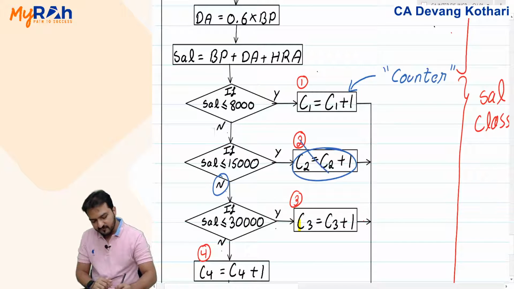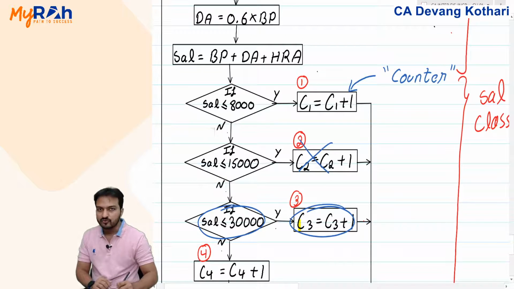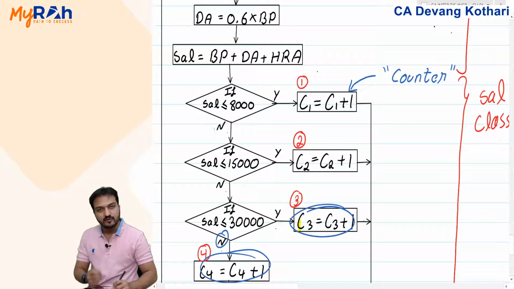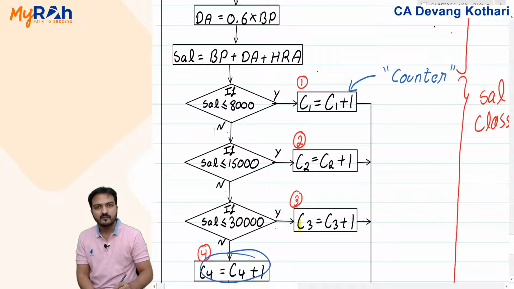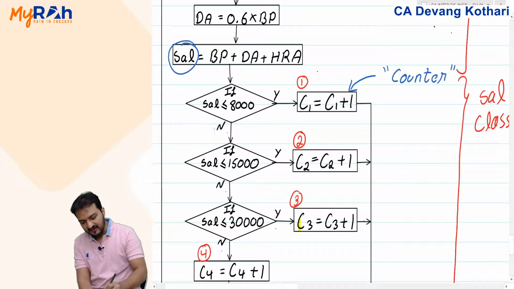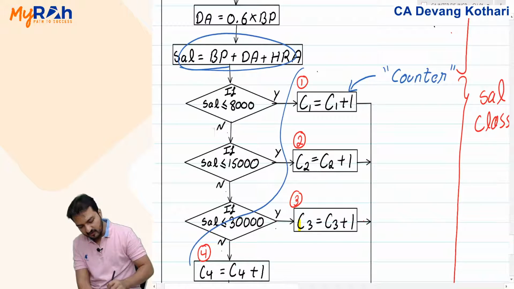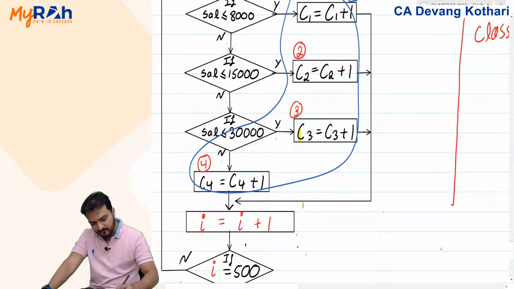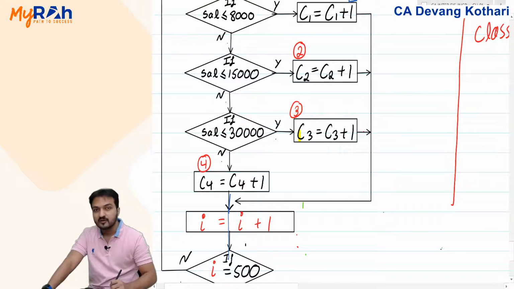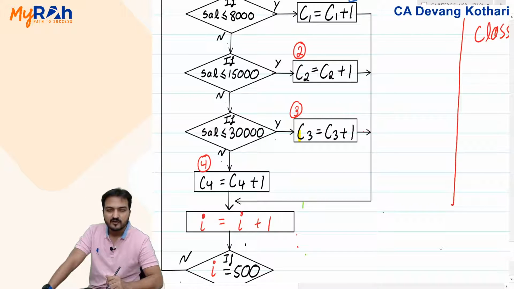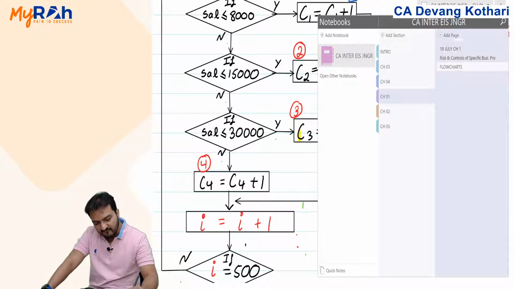Again if no, then C2 does not increase, and you check whether salary is less than 30,000. If yes, then you increase counter 3, and again no means salary is more than 30,000, so you increase counter 4. In short, based on the salary calculated here, your employee having this salary will be classified under one of these four counters. Once you have classified that employee, you converge that together and go further, to the next employee. Look, your company has 500 employees.